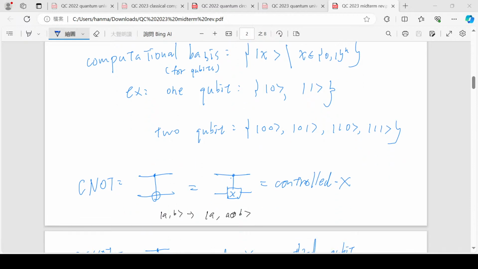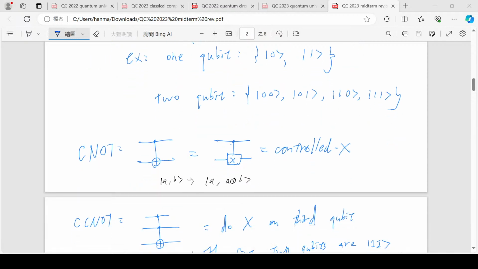Then we talk about more gates. The 2-qubit gate is CNOT. CNOT is the most usual 2-qubit gate we see, and it has multiple good things about it. First, it's a classical gate. So remember, it maps a computational basis state to a computational basis state.